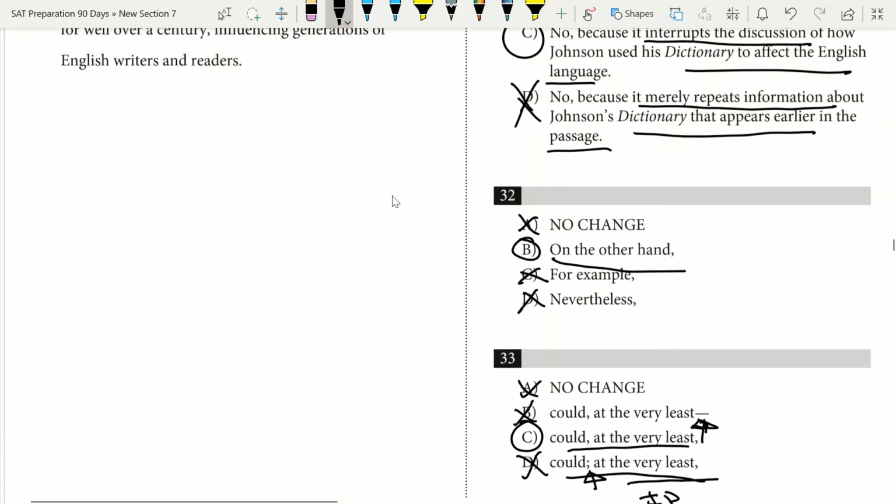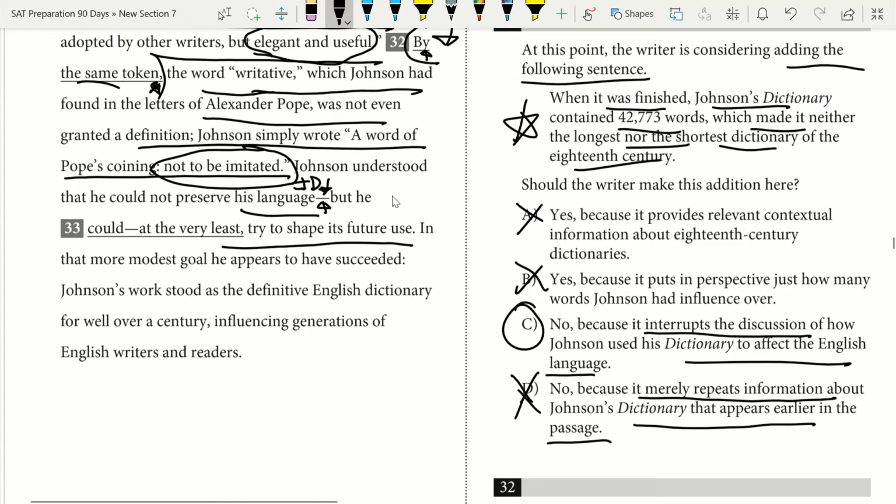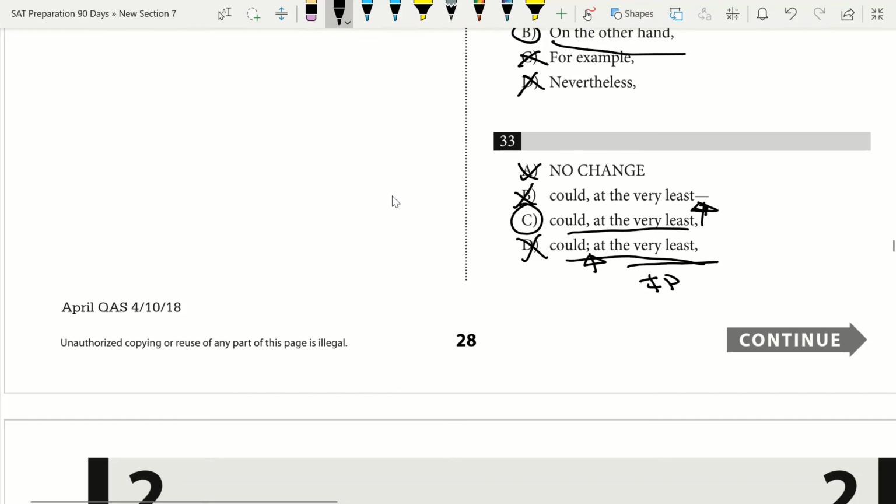So in that case, we're using that dash to indicate an emphasis, right? We're emphasizing, but he could. And then we have commas here instead of this dash. And then that at the very least is non-essential. So it would read, but he could try to shape its future use, which would work there. So that shows you why 33, the correct answer has to be C.